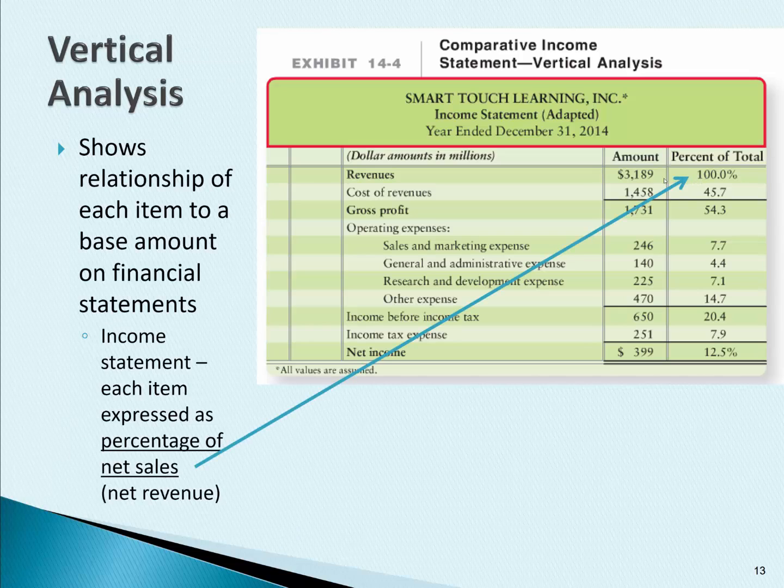Notice revenue is 100% of itself. So what this amount down here means, 12.5%, is that net income is 12.5% of revenue. How did we calculate that? We took 399 divided by 3,189, which is revenues, and then multiplied by 100 to convert it to a percentage.